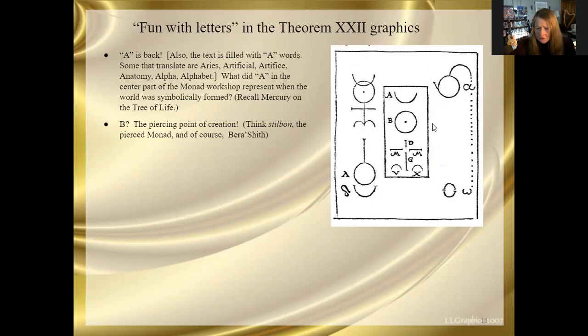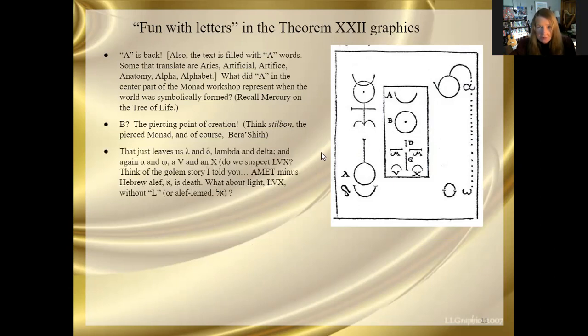B, is B the piercing point of creation? It is if you take that center sun or gold sign as not just the head of the monad, but you make it the whole monad, which is what it is in Pythagoreanism, as we've mentioned. And then it corresponds not just to stillbone, but the pierced monad, and of course, Bereshith, the opening of the Torah or the beginning of Genesis. So that just leaves us a few more. Let's say lambda and delta, and then we're going to have alpha and omega again.